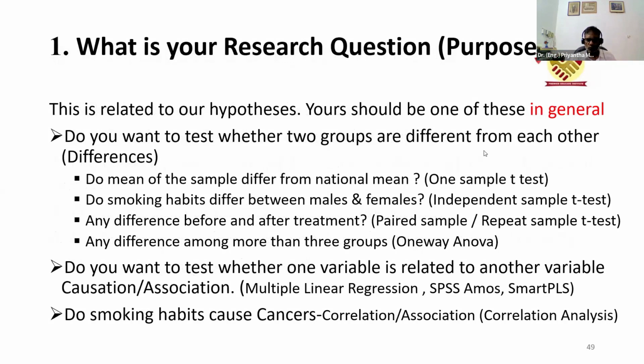Do you want to test whether two groups differ from each other? Okay. This is the one-sample t-test: you want to test whether your sample is significantly different from the national mean, for example the pH value. Smoking habits between male and female: this is something like an experimental and a control group, two groups. Then this is the independent sample t-test. Sometimes it is called the student t-test.